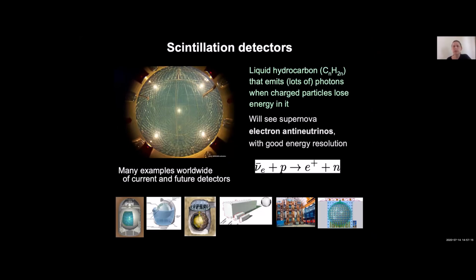Mineral oil type detectors are organic compounds that emit light when excited by charged particles. These are also, due to their high free proton content, sensitive primarily to electron antineutrinos, just as the water detectors are. What they see is the light resulting from the positron and also sometimes the capture of the neutron, or the positron annihilation gamma, as you can see by Compton scattering in the detector. There are many examples of these kinds of detectors worldwide at the kiloton scale.